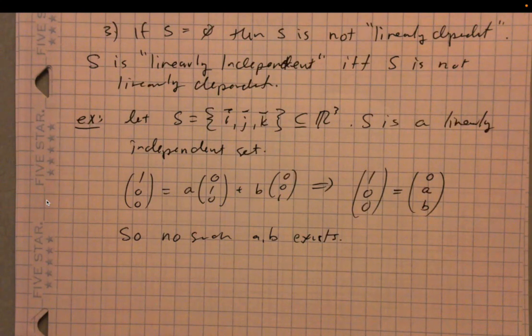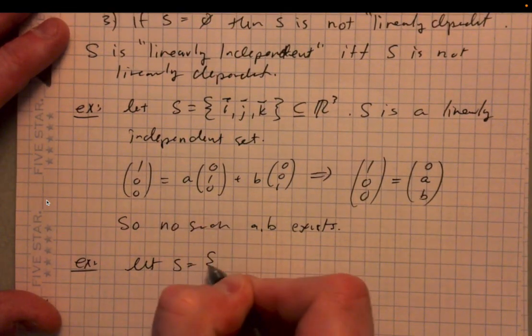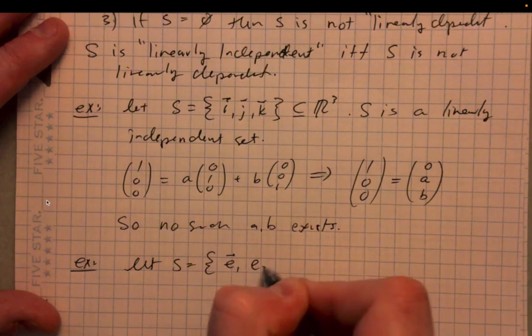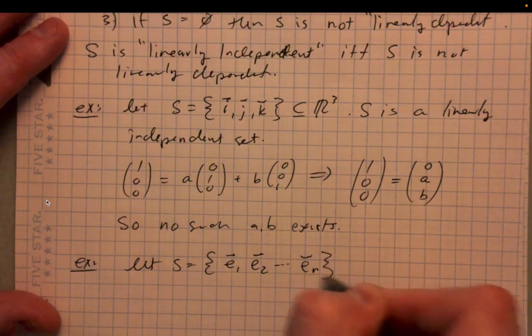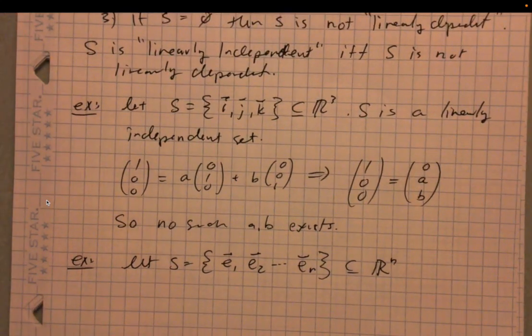You could do the same exercise for the others. Try to write j in terms of i and k, and you'll see that you can't. There are no constants that can be plugged into a linear combination to make j equal to i plus k, or k equal to i plus j. So it's a linearly independent set. And in general, this holds for Rn. Let S equal the set of e1, e2, ..., en, all the unit direction vectors in Rn. S is linearly independent.